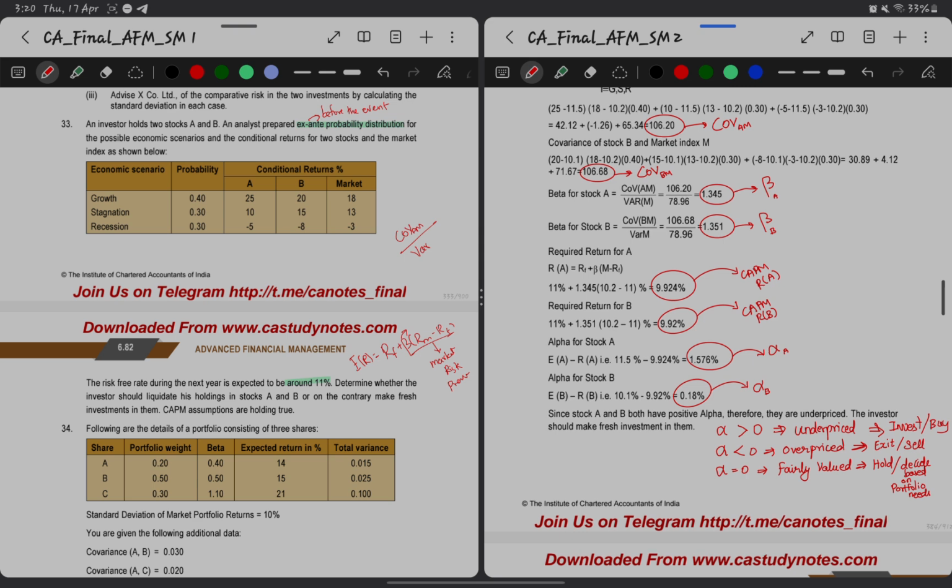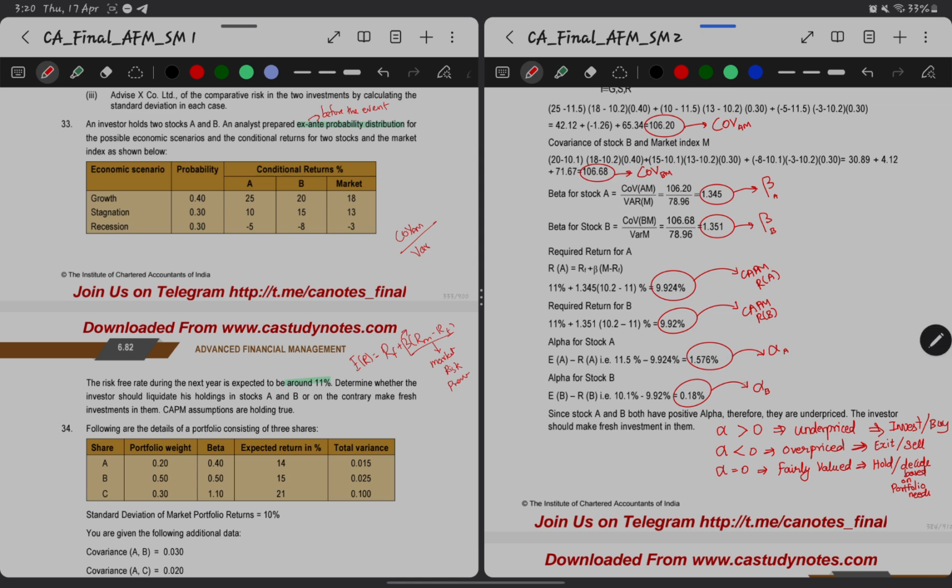Now alpha will give us the extra return, how much we are earning from the stock, right? So the expected return minus the CAPM return will give us the alpha, Jensen's alpha, which is nothing but the extra return we are earning from a stock. If it is positive, that signifies we are earning extra from the stock. If it is negative, then we are earning on a deficit basis, not extra.